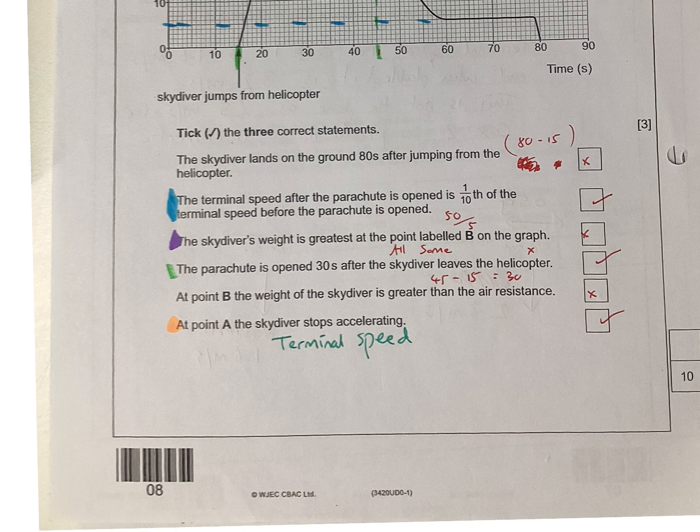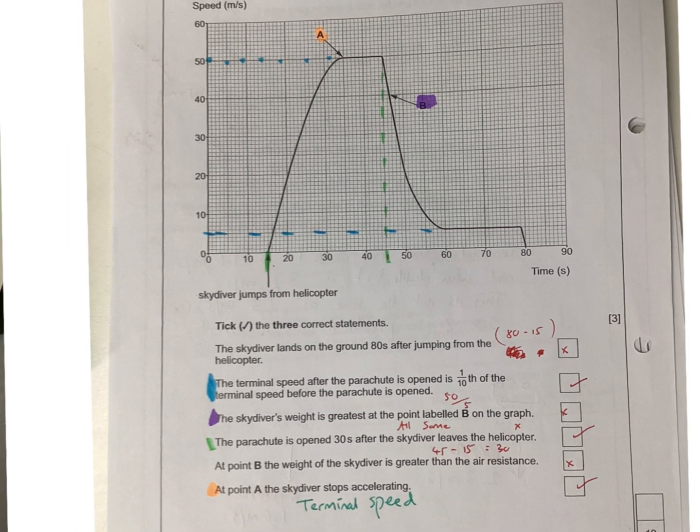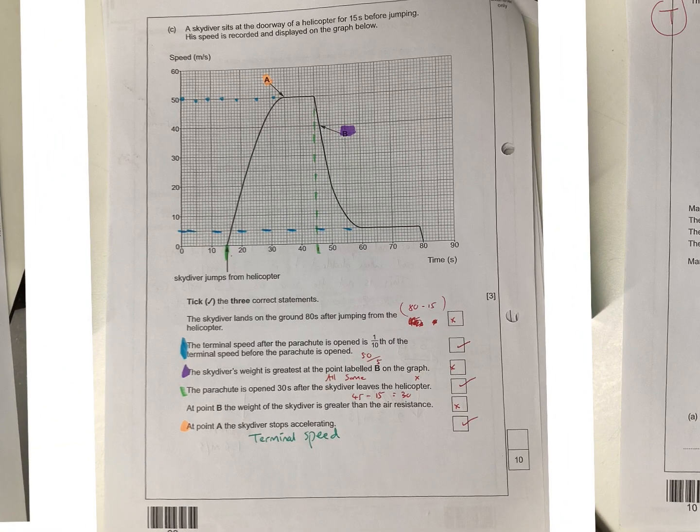And then at point A, the skydiver stops accelerating. Let's have a look at point A. Yes, because we're at terminal speed. Okay, so a long question there. A lot of time spent on that one, but there are some really good marks there.